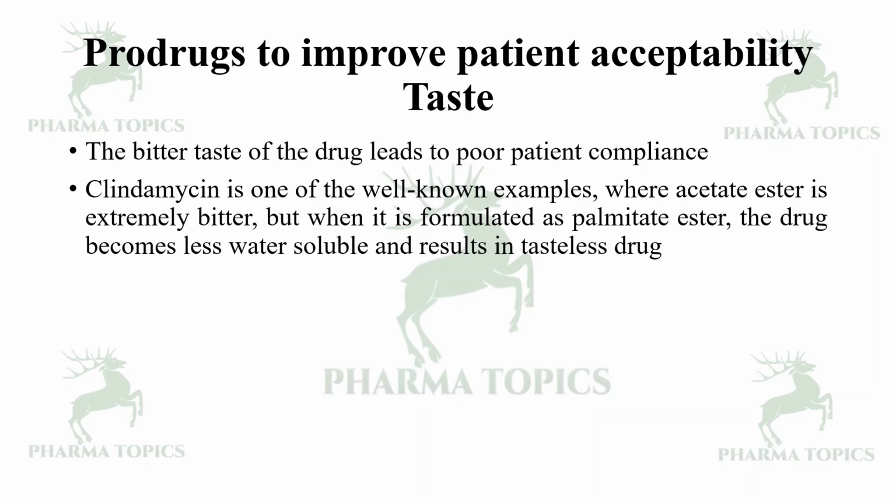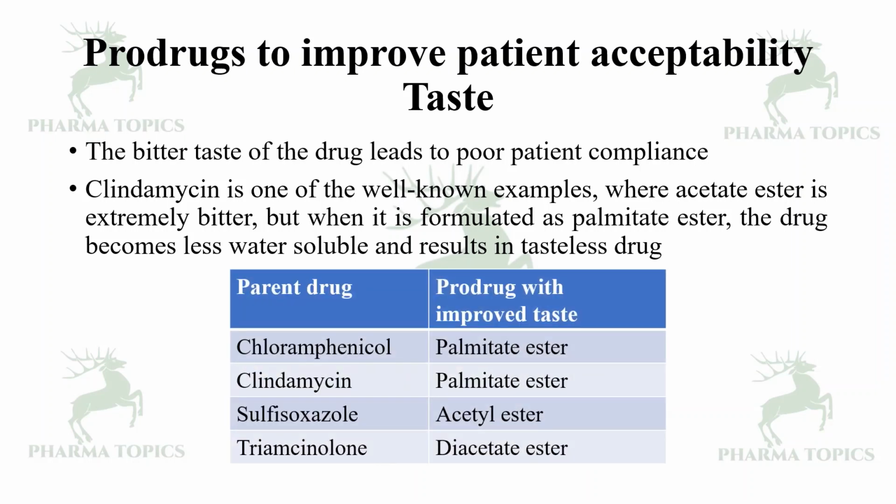One example is clindamycin. It is one of the well-known examples where the acetate ester is extremely bitter. But when it is formulated as a palmitate ester, the drug becomes less water-soluble and results in a tasteless drug. So these are some of the examples. The parent drug is chloramphenicol. These are having the taste problems. The prodrug with improved taste is palmitate ester; clindamycin palmitate ester, sulfasalazole acetyl ester, and triamcinolone formulated as diacetyl acetate ester as a prodrug to improve the taste.